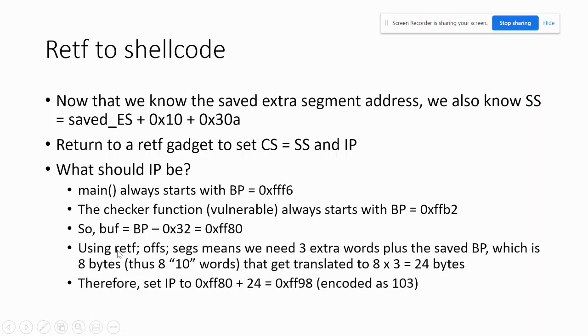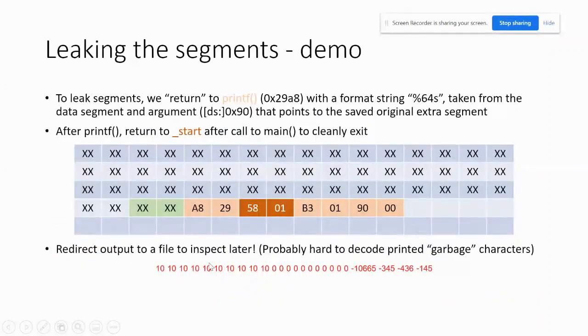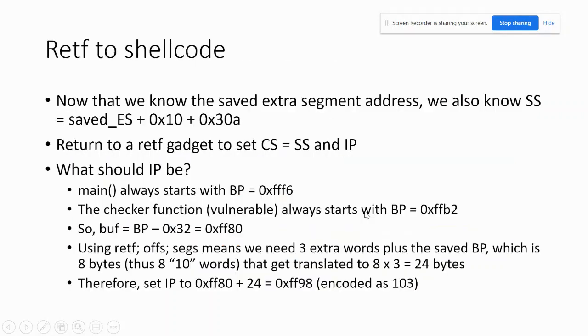If we want to return to our shellcode, we'll first need to overflow the buffer, which means we'll need 8 of these 10 words. Unlike here, where we needed 10 because we first needed to overflow this and then 4 extra words, here we only need 3 extra words, because we need the retf gadget, the offset, and the segment to return to. This gets translated to 24 bytes, so we need to return to FF98, and this is encoded as 103.